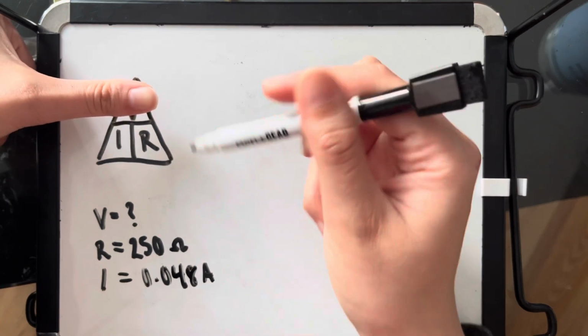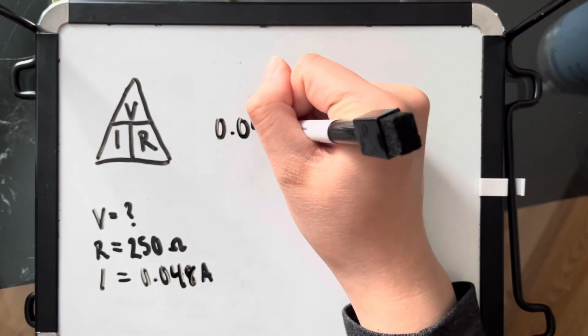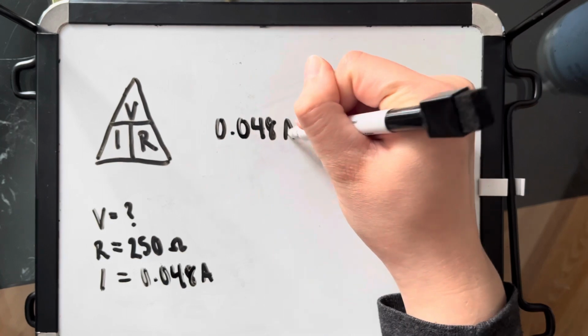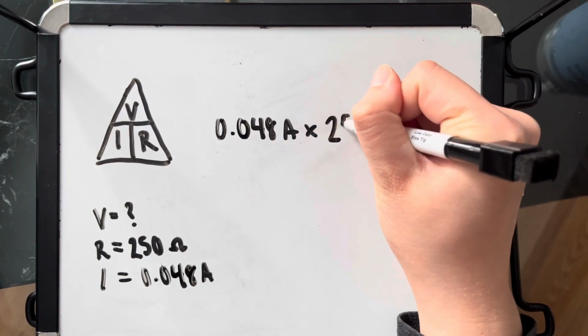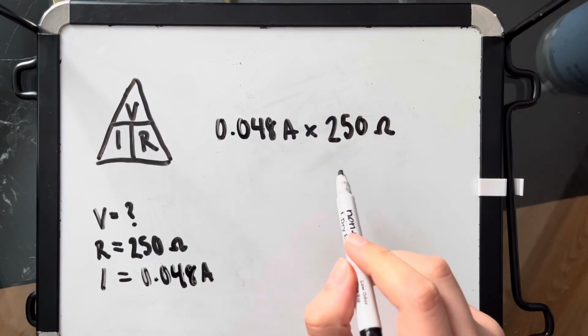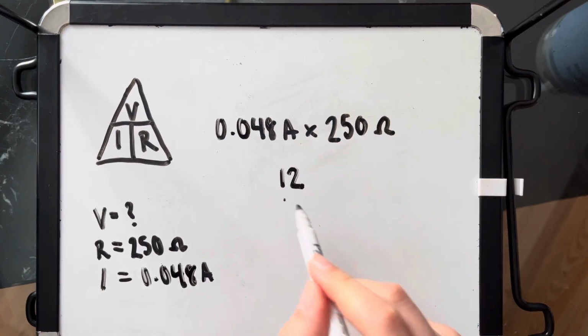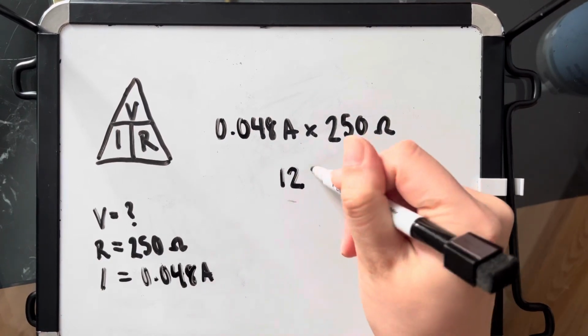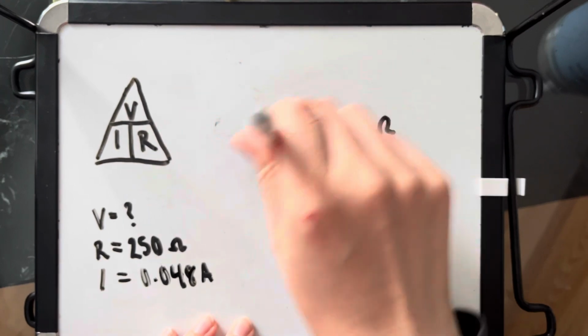So let's see here. Our current is 0.048 amps. Multiply that by 250 ohms. If you multiply the two numbers together, you end up getting 12. So our voltage will be 12 volts. Okay? So let's have another example real quick.